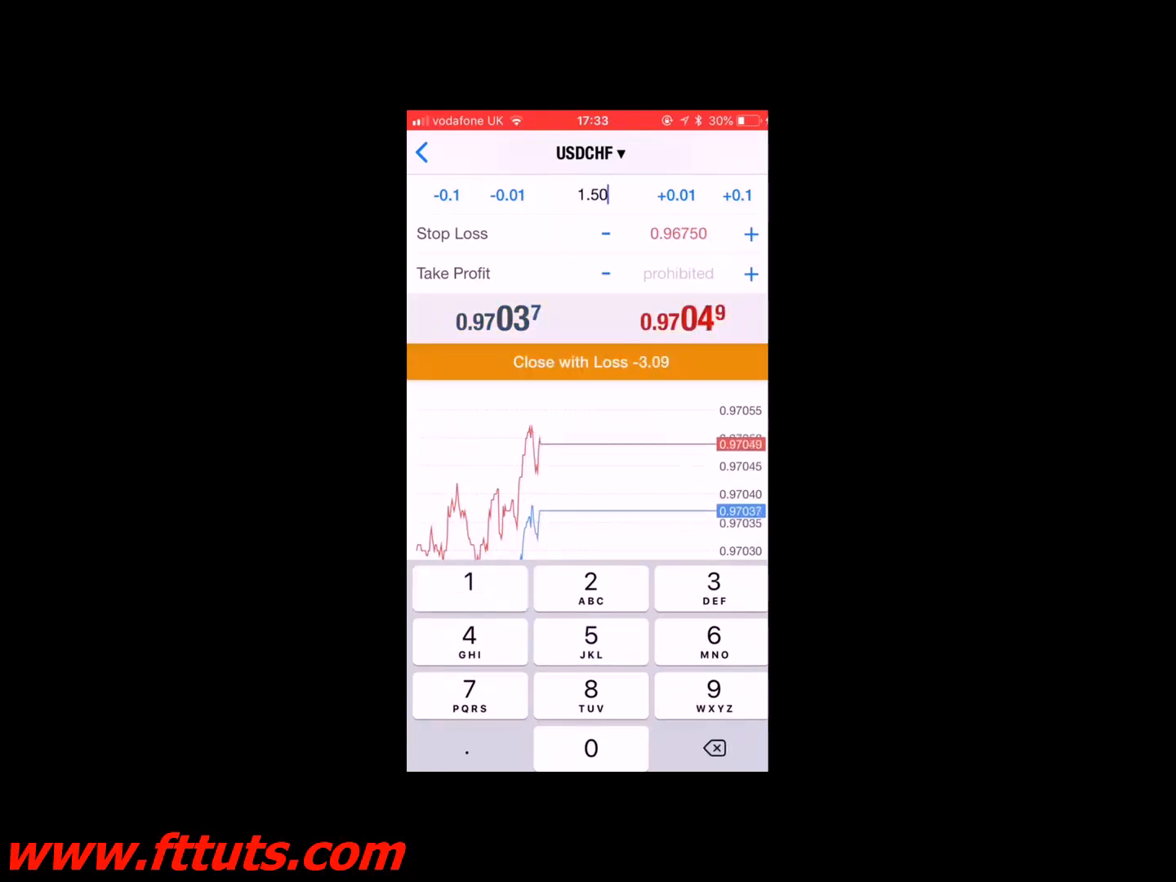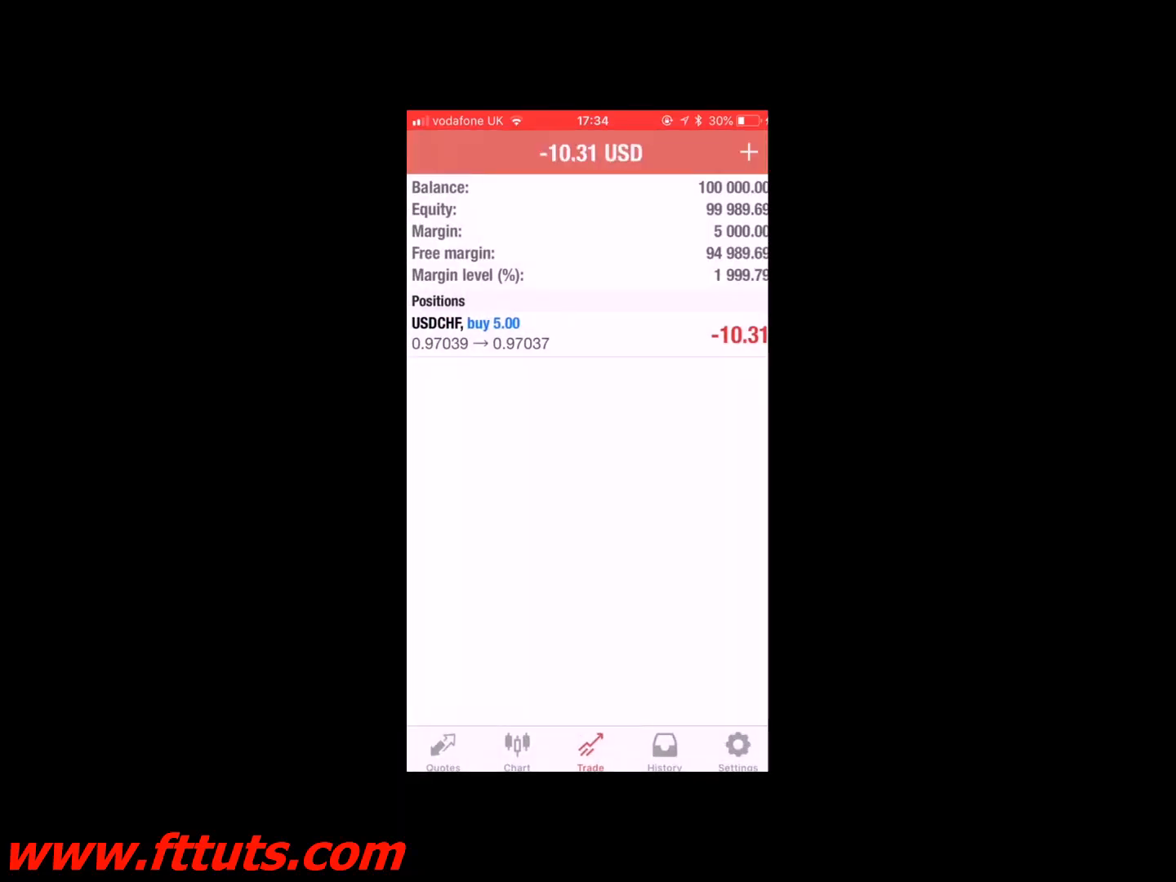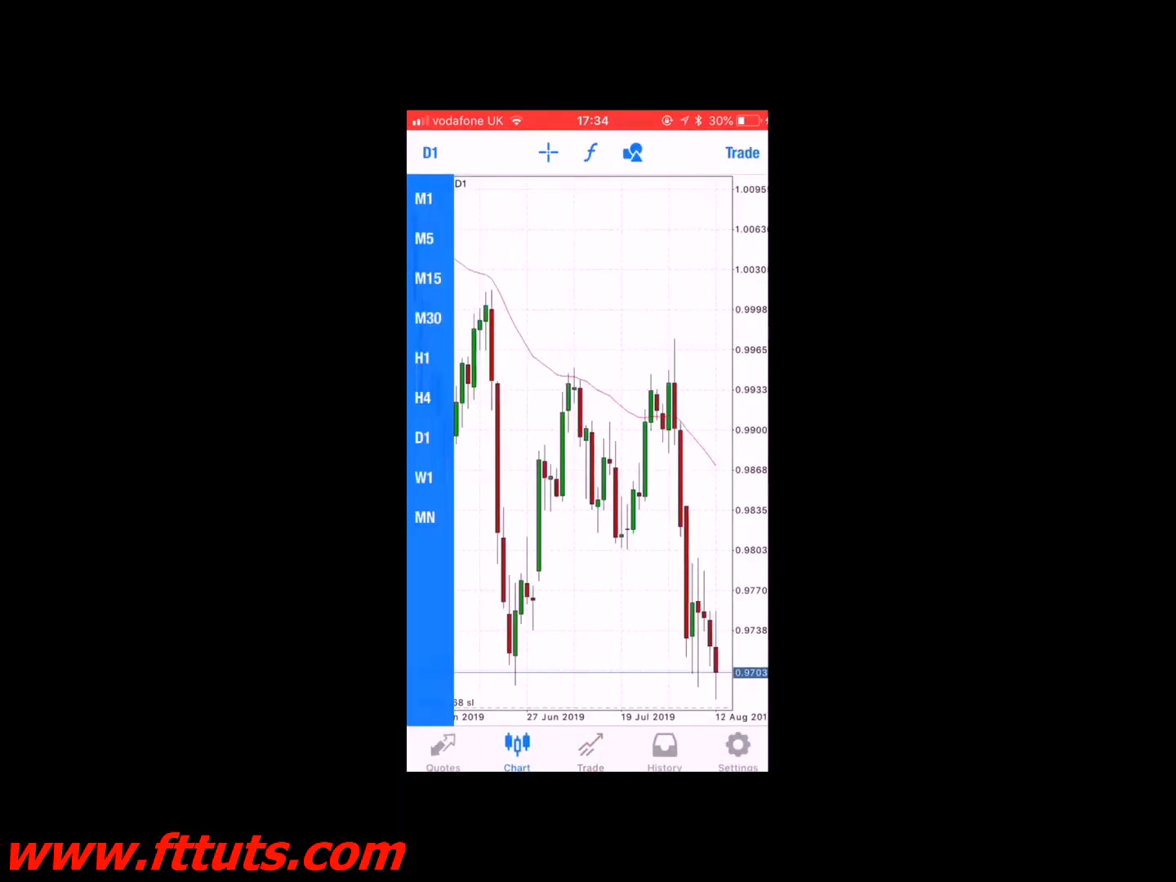Or we can close out 1.5 lots, but we can't close out more than the position, so we can't close out 6, obviously. We can only close out the most of what we've got, which is 5. So this is 3 lots, this is what we would lose. So like I said, we've got 5 lots open, we've placed a buy.